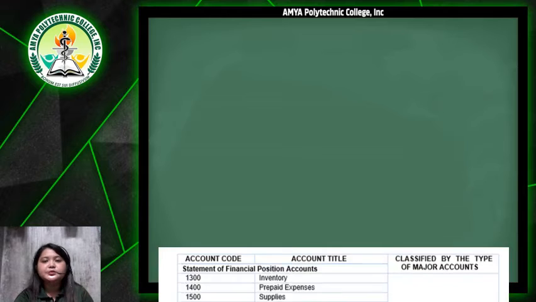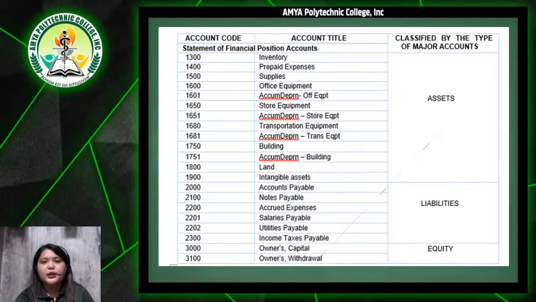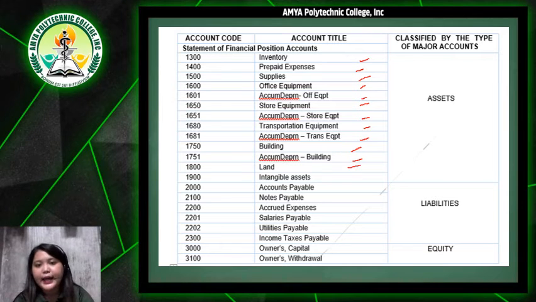Next, we have inventory, prepaid expenses, supplies, office equipment, accumulated depreciation, store equipment. We have accumulated depreciation of store equipment, transportation equipment, accumulated depreciation of transportation equipment, and then building, accumulated depreciation of building. We have land and intangible assets. So those are under assets.